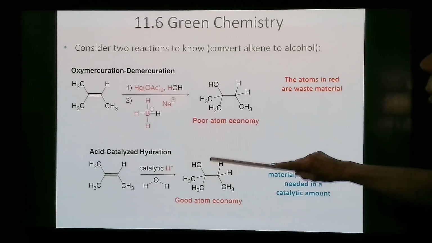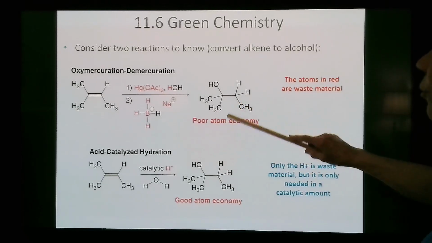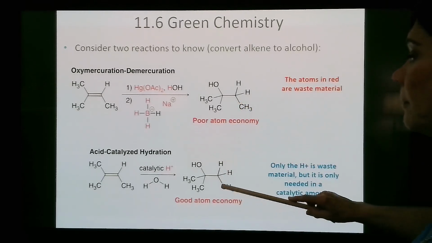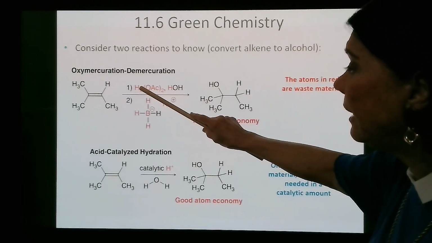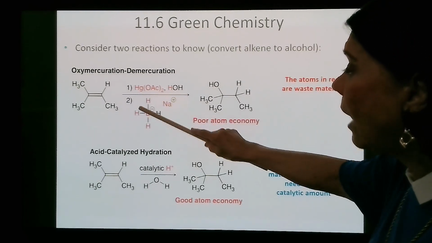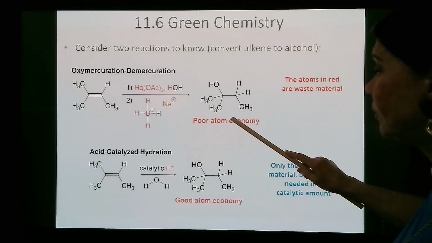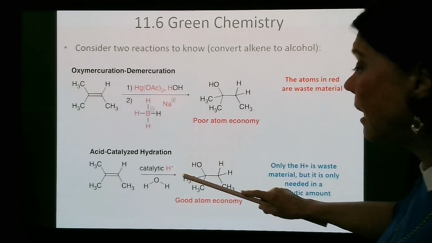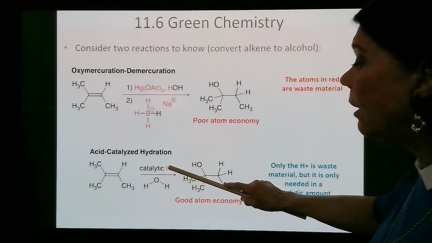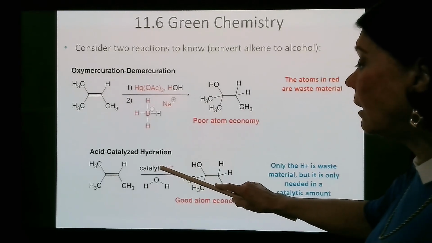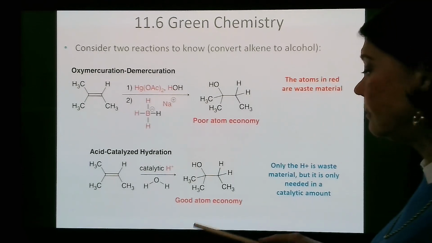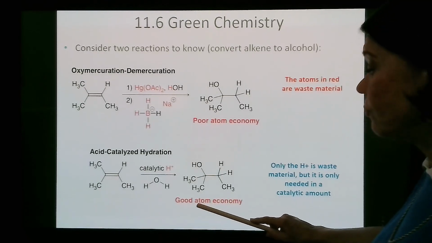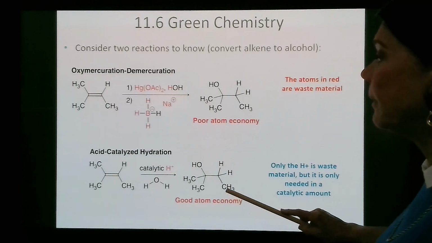So here are 2 different reactions. Notice when they say poor atom economy, the atoms in red are all wasted. Poor atom economy. Here, this is just a catalytic amount of acid, and that's not a huge concern. You can neutralize that. So this has a good atom economy.